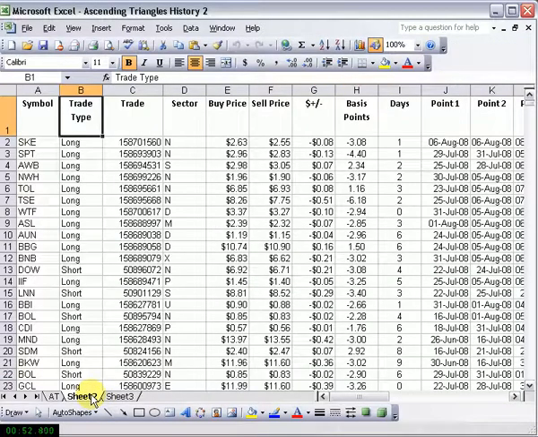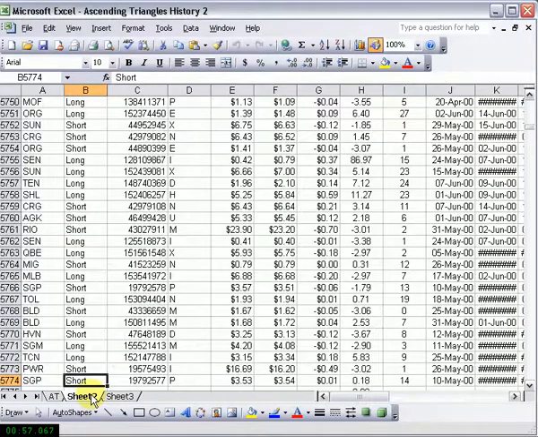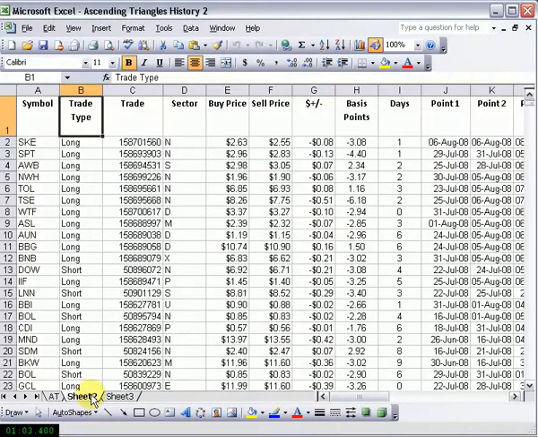5,775 ascending triangles. So if we come in here and we go down the bottom, 5,774 ascending triangles. We have all the historical data for these patterns, where the entry price was, where the exit price was, and how many points or percentage gain we made on the trades. We also have all the dates of entry, the dates that define the patterns, and a number of other parameters associated with these chart patterns.